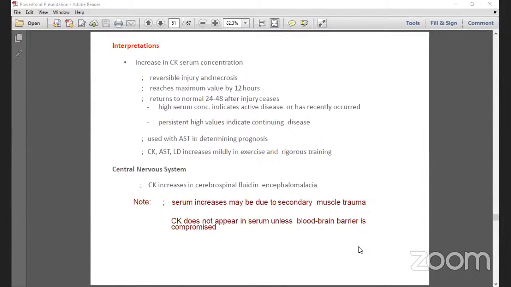For the central nervous system also, the CK will increase in the cerebrospinal fluid in case of encephalomalacia. So what is encephalomalacia? Encephalomalacia is a softening of the brain.